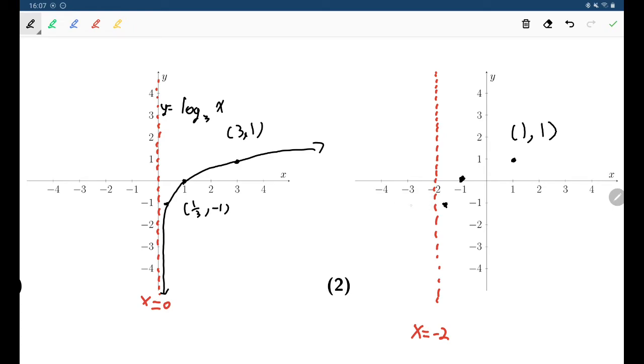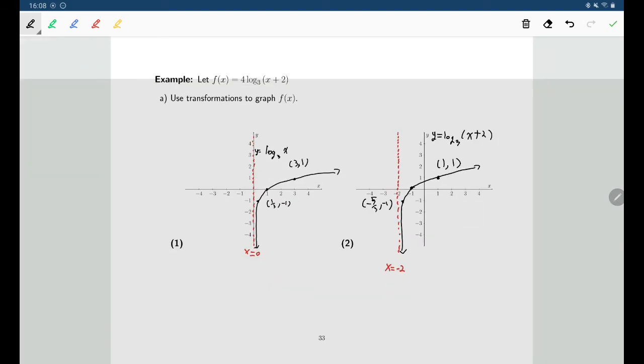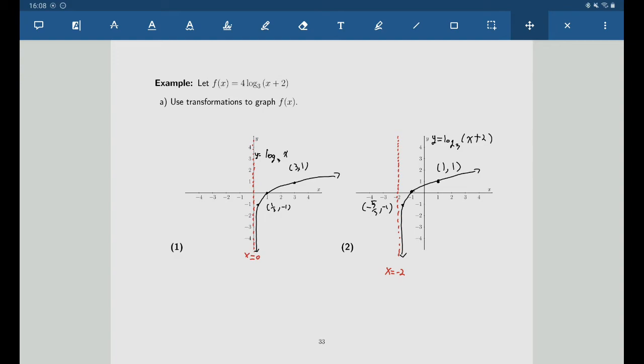And I'm going to put my labeling over here, I guess. I don't have enough room. There we go. And now I will draw my logarithmic graph. There we go. And now I just need to label it. I'll label it over here. Y is equal to log base 3 of x plus 2. There we go. So we've done our transformation of shifting to the left by 2.